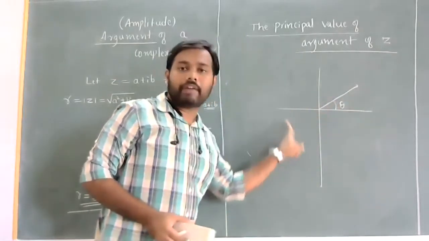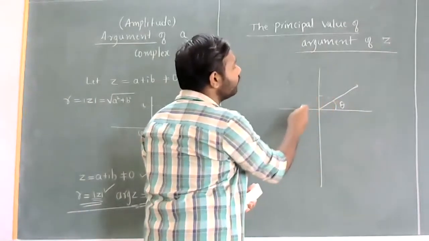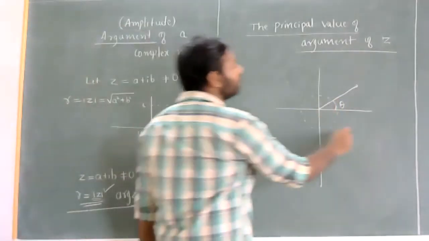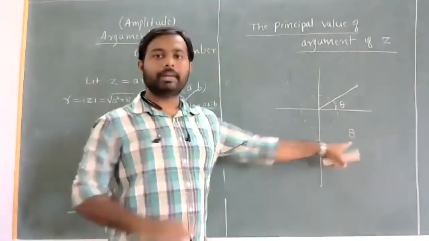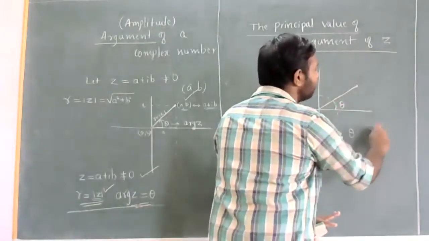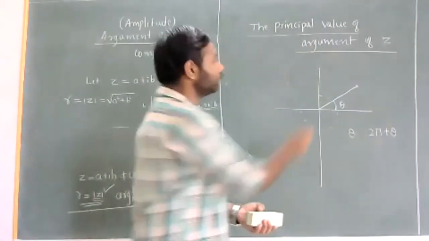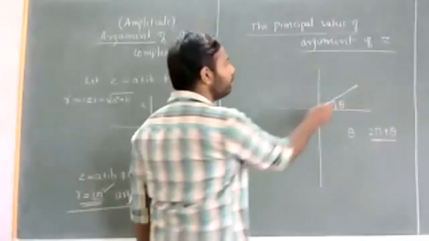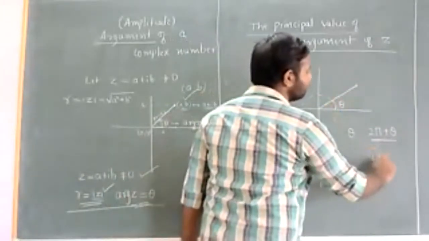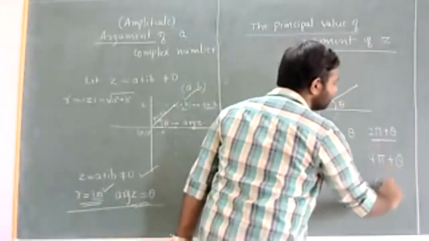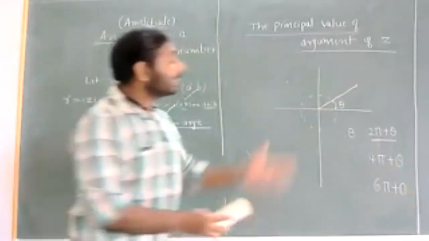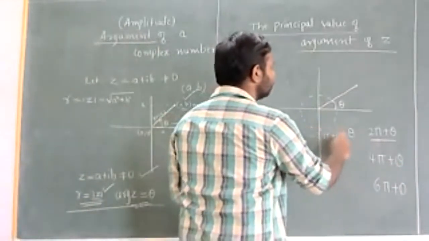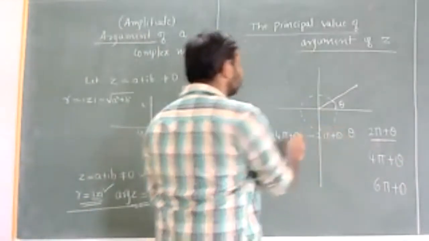What is the angle which we have to cover? So we have to cover 360 degrees. That is the angle 2 pi. So if theta is the argument value, the next argument value will be 2 pi plus theta. If this is the argument value, the next argument value will be 4 pi plus theta. Next will be 6 pi plus theta. So these will be consecutive argument values. And in the negative direction, minus 2 pi plus theta, minus 4 pi plus theta, and so on.